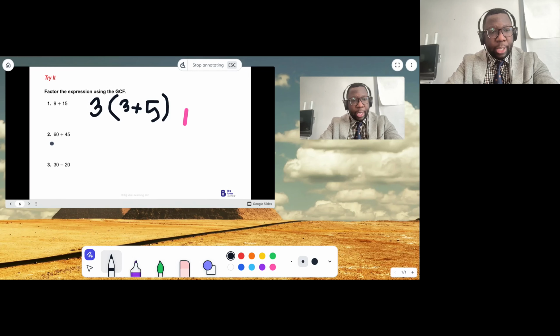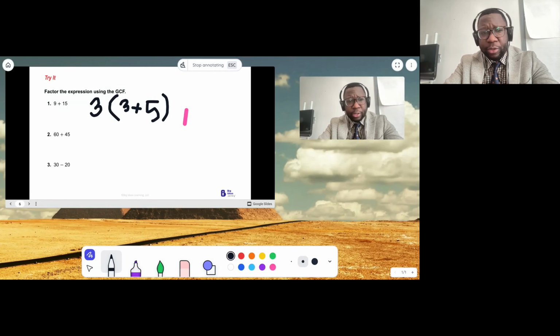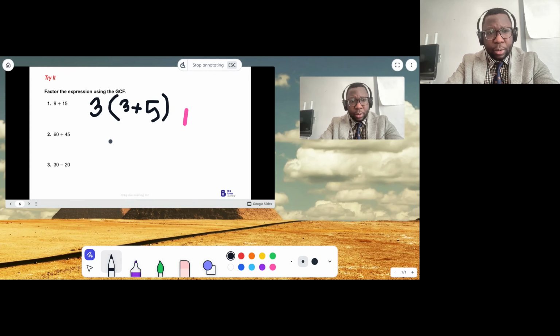All right, taking a look at 60 and 45. What's the greatest common factor for 60 and 45? Well, there's 1 times 60, 2 times 30, 3 times 20, 4 times 15, and then it's just in reverse. It'd be 5 times 12, and then 20 times 3, 15 times 4, and 60 times 1.